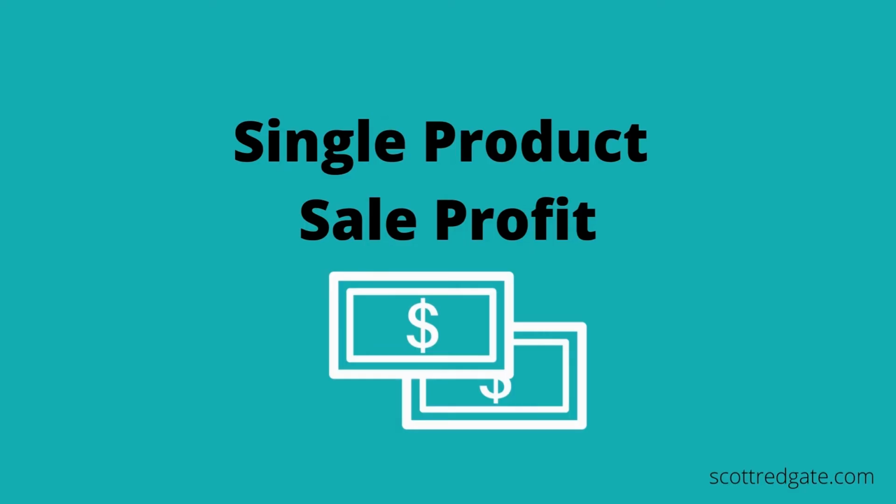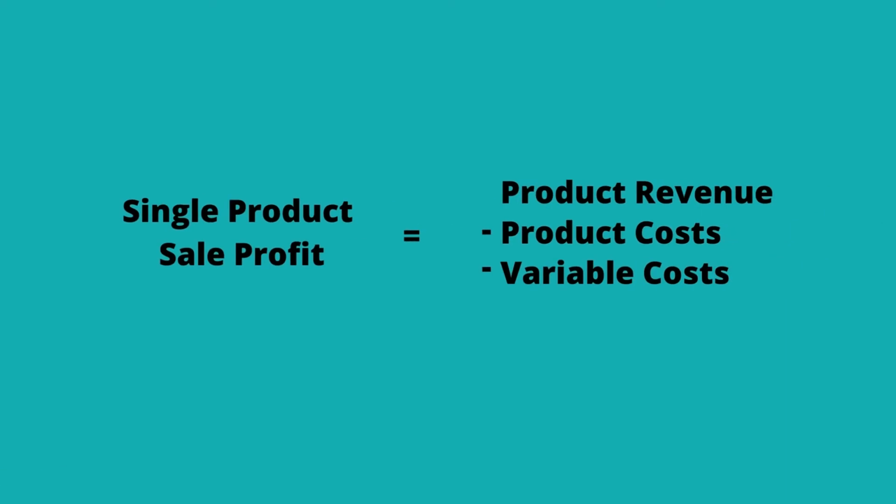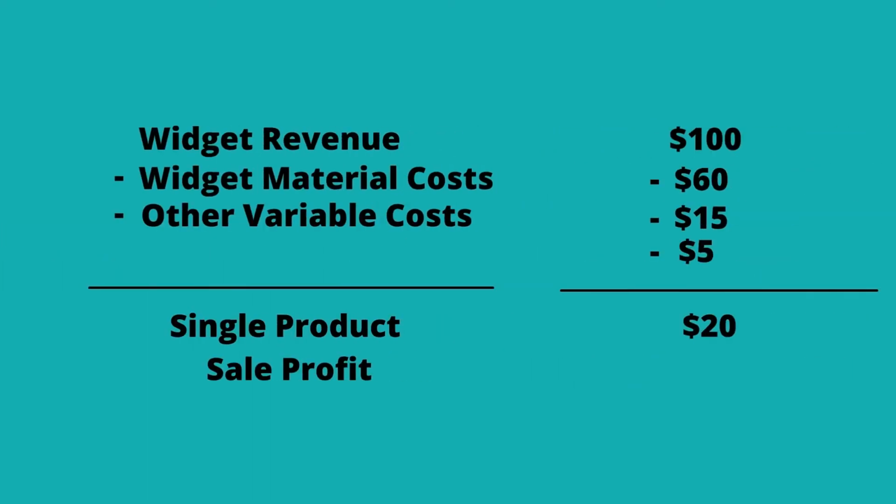All right, so now that we know what a CPC is and how to influence it, we need to figure out what a good CPC is for you in your business. If you sell products, we need to figure out what your single product sale profit is. Now, to find that number, we take your product revenue, we subtract out your product costs, and then any variable costs that you see for the sale of that item.